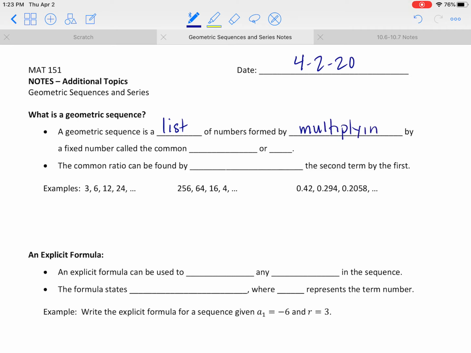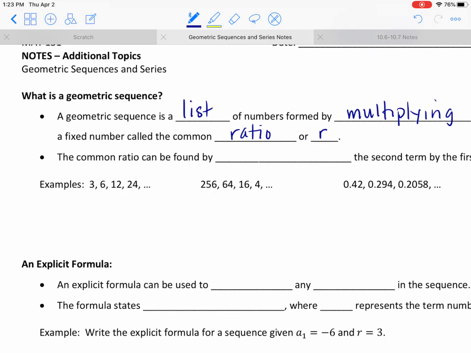So a geometric sequence is a list of numbers, and it's formed by multiplying by a fixed number. And the fixed number that we multiply by we call the common ratio this time. So what's the ratio from one term to the next? And we use the letter r to denote that ratio.